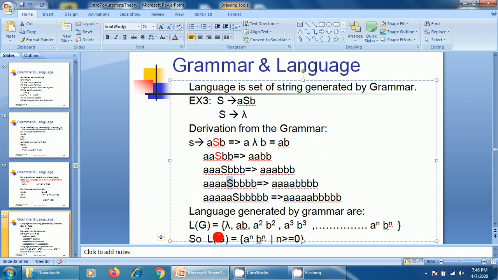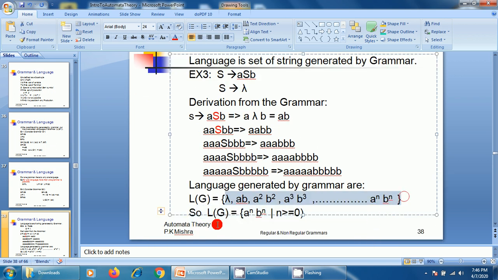Means what is the language of this grammar? S tends to lambda, so we put here lambda. And then AB is also generated by this grammar, so put AB. AABB is generated by this grammar, so put AABB, or you can write A square B square. And A cube B cube, A 3 time B 3 time, A 4 time B 4 time, and so on. So this is the set of strings, and a set of strings is a language. So this is the language of this grammar. And this set of strings we can also write like this: language of the grammar equal to a to the power n b to the power n such that n is greater than or equal to 0.